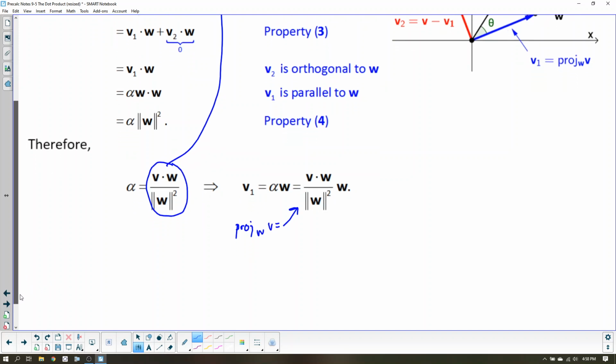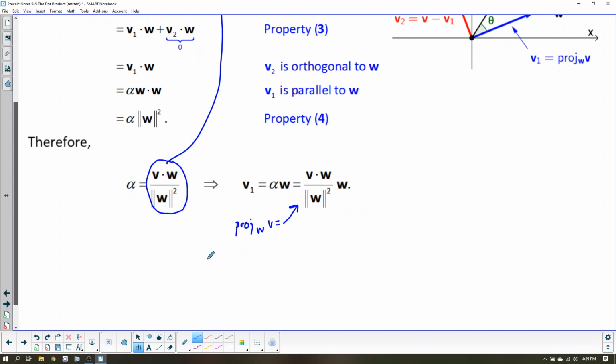So it's a little bit messy. Gotta be careful with your symbols, but not too bad. All right, and then the formula for v2 is dead simple. v2 is just v minus v1. In other words, it'd be v minus this whole thing: v dot w over magnitude of w squared times w. We don't typically write all that out because it's easier just to do this.